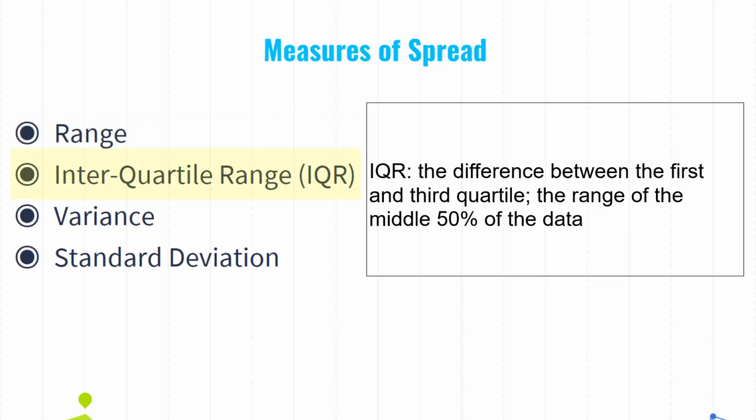Another simple one is the interquartile range. This is the range from the first quartile to the third quartile. So you broke your data into quarters, and you say, okay, from the 25% mark to the 75% mark, how far is that distance? How far is that spread?